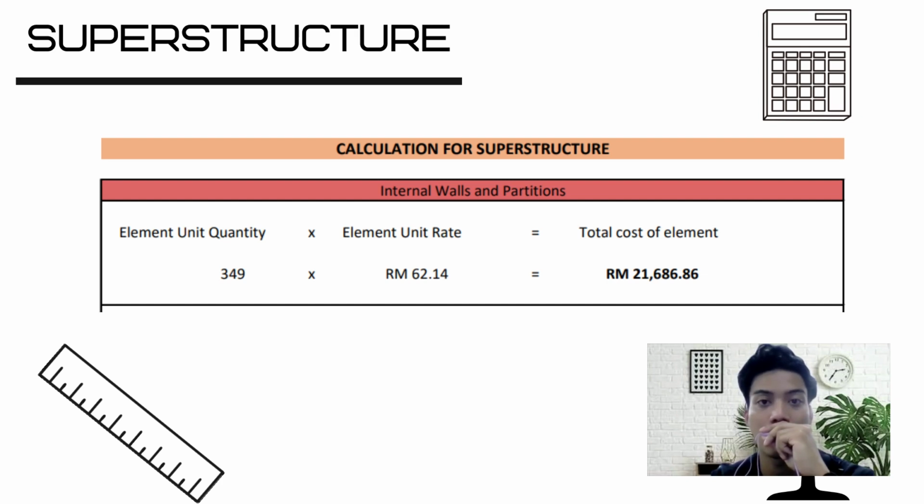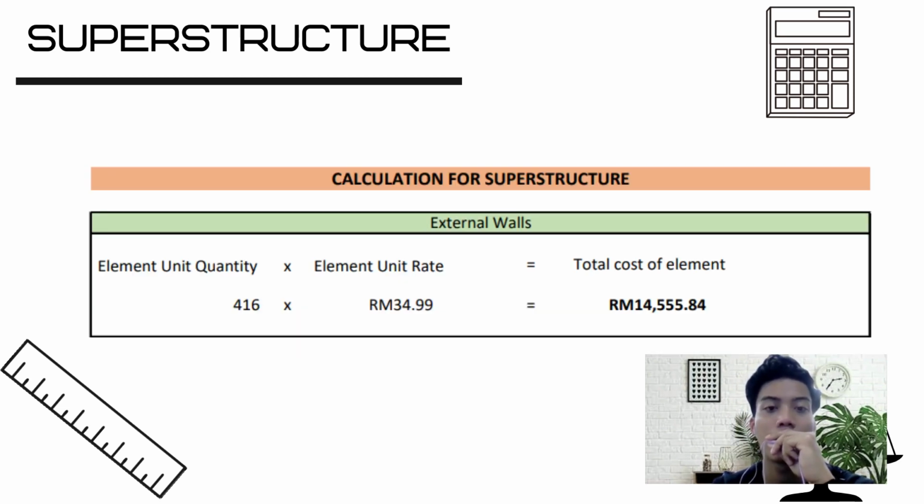For internal wall, the element unit quantity, which is 349 meter square, is multiplied by element unit rate, which is 62 ringgit and 40 cent, to get the total cost of element, which is 21,686 ringgit and 80 cents. For this calculation, it is also the same as the external wall calculations.